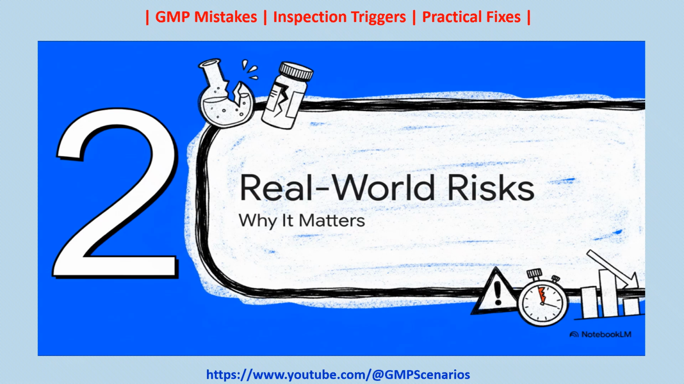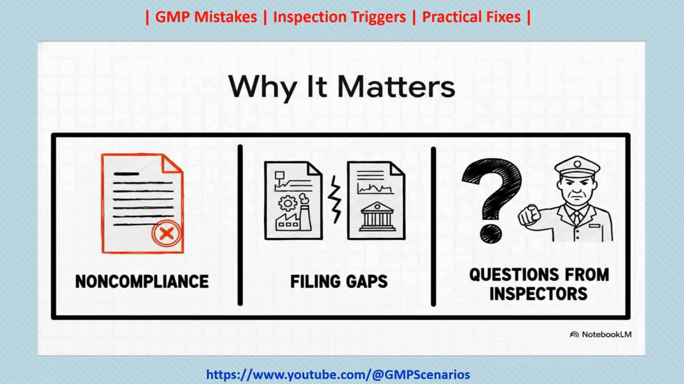Okay, so we've established that this is a pretty big problem, but what are the tangible consequences? What does this actually look like in the real world? Let's dive into the risks. For starters, it's a direct path to non-compliance. Simple as that. Second, it creates something called filing gaps. And this is a really dangerous situation because it means the process you're actually running in your facility is different from the one that's registered and approved by health authorities. And finally, it basically opens the door to some very pointed, very difficult questions from inspectors.